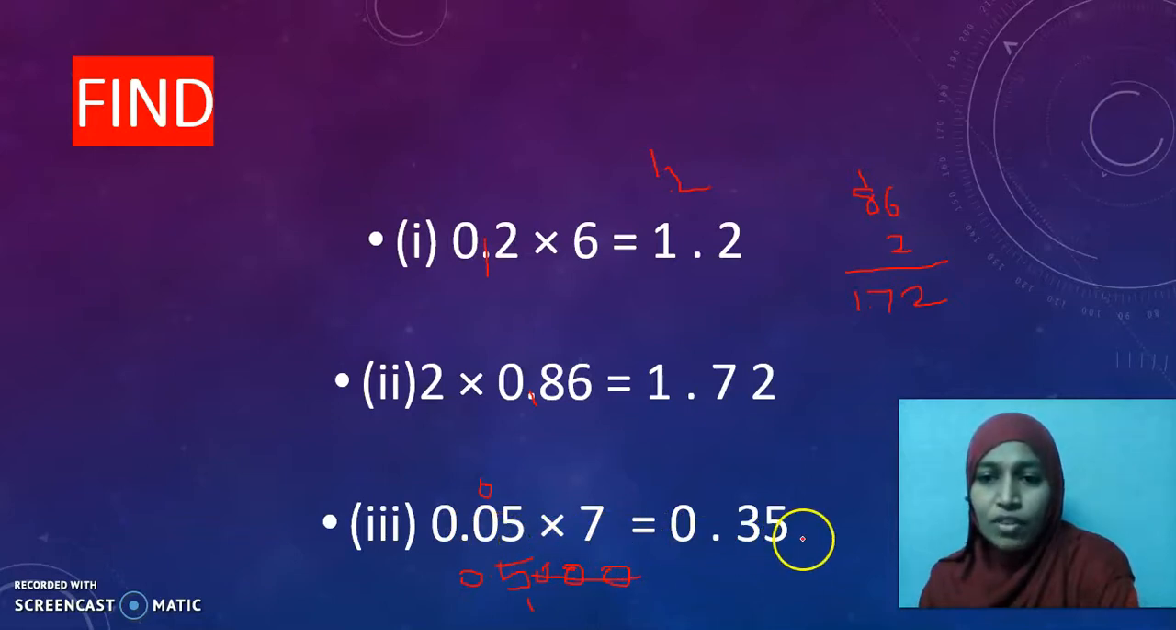So 7 5s are 35. I have 2 decimal places. So leave 2 numbers and place the decimal point. So 0 is the whole part. Nothing is there, so I introduced 0. It has no meaning. Okay.